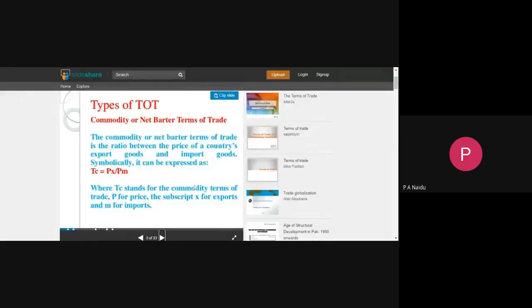So, types of terms of trade. Commodity terms of trade, or net barter terms of trade, is nothing but TC equals PX by PM into 100. Here he didn't mention that 100. Where TC refers to commodity terms of trade, PX refers to prices of exports, and PM refers to prices of imports.